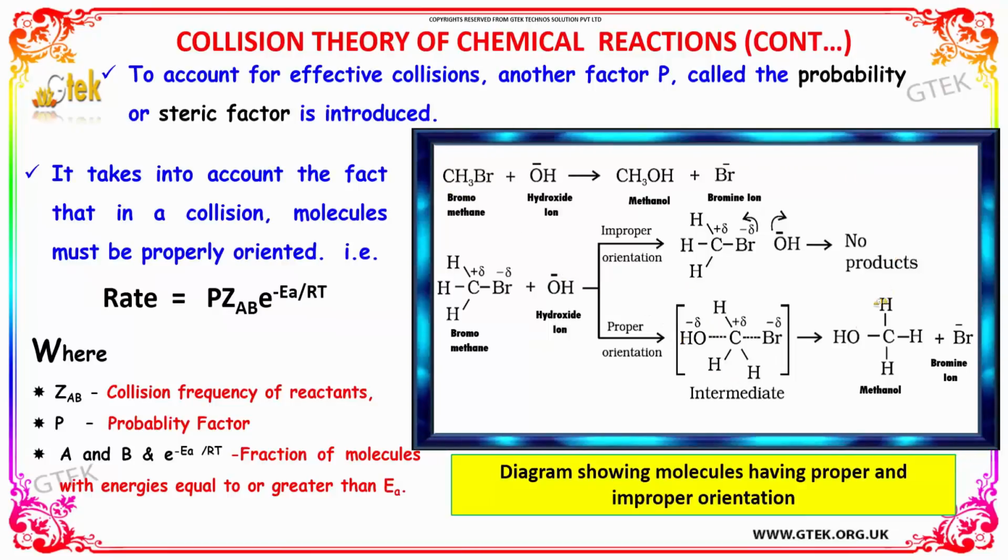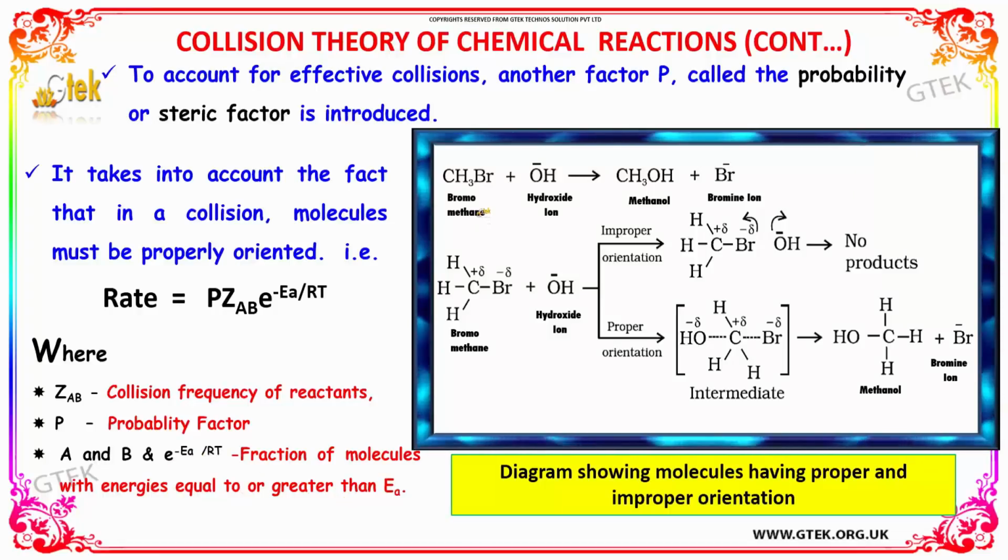To account for effective collisions, another factor P, called the probability or steric factor, is introduced. It takes into account the fact that in a collision, molecules must be properly oriented. So rate is equal to P times Z_AB e power minus Ea divided by RT, where Z_AB is the collision frequency of reactants, P is the probability factor, and e power minus Ea by RT is the fraction of molecules with energies equal to or greater than Ea.